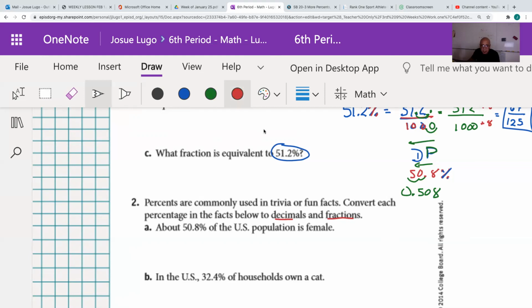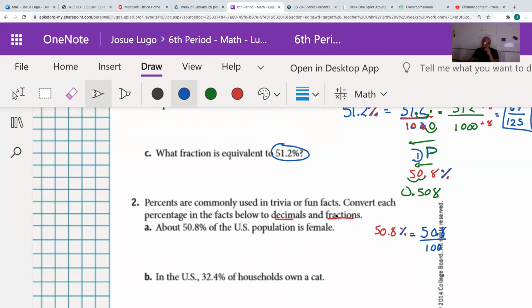All right, now let's convert it to a fraction. So let me start at the beginning again. I'm beginning with 50.8%. And remember, you will recall that a percent is always over what number? I'm just going to write the number, 50.8. And instead of the percent symbol, I'm going to put it over 100. 50.8 over 100.